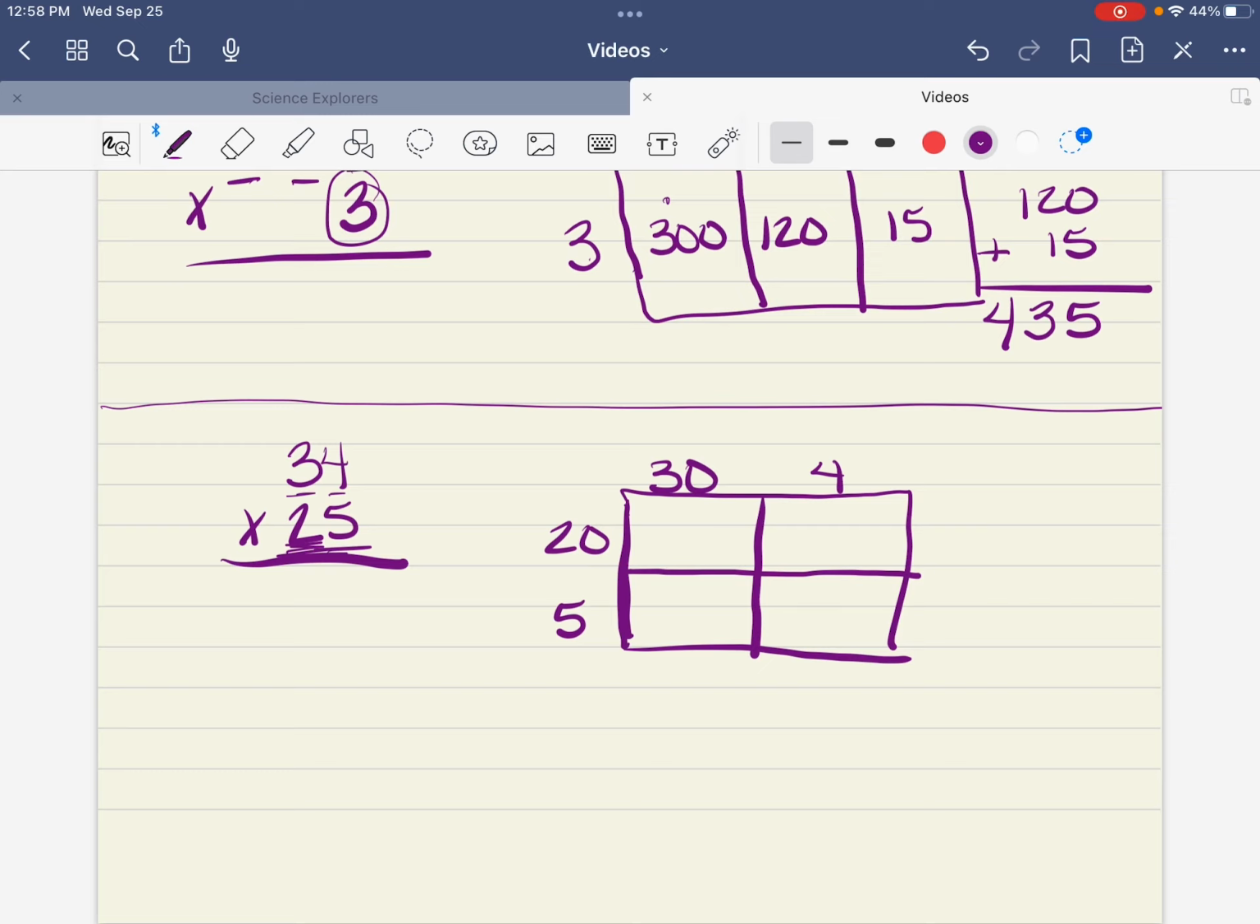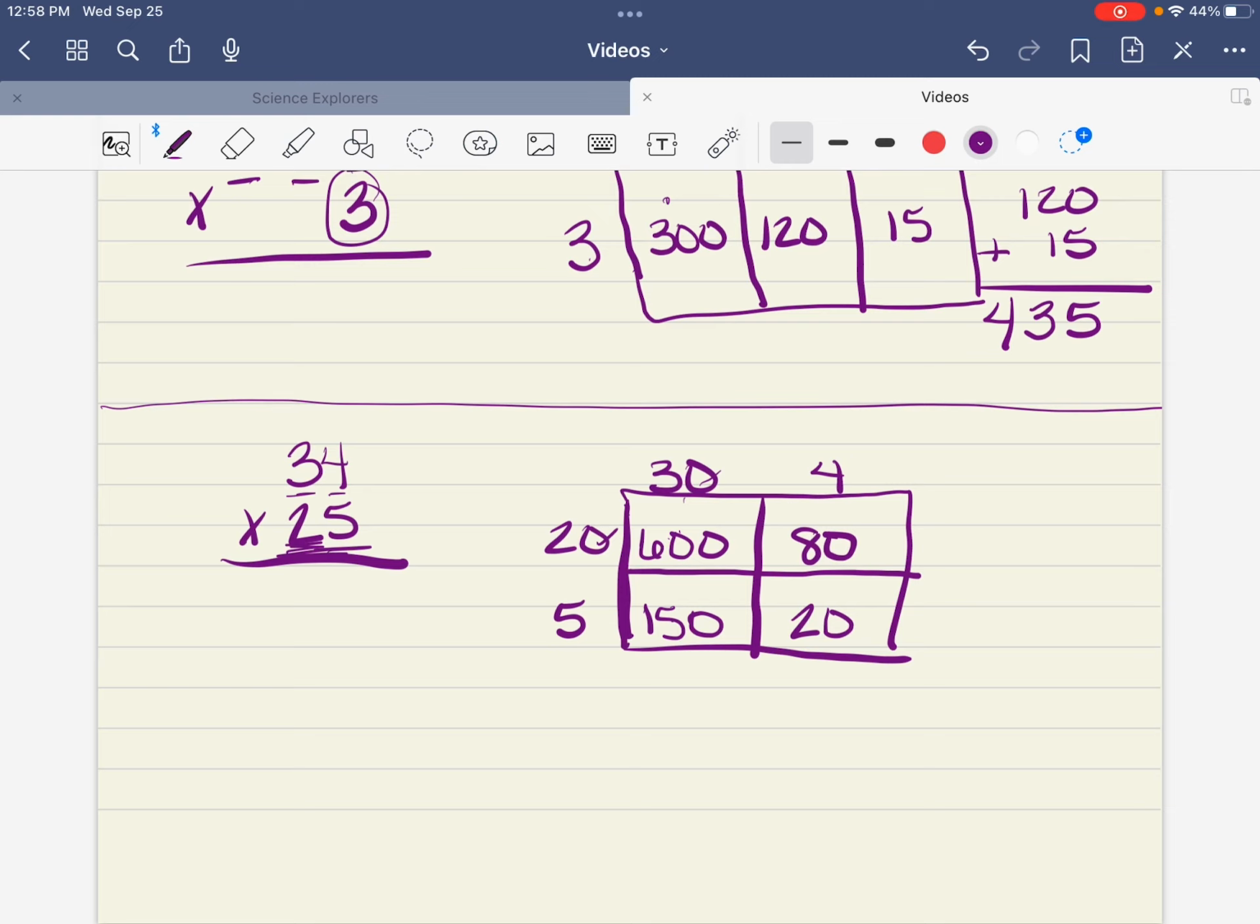Otherwise, everything else is exactly the same. So we're going to go ahead and multiply right where each of these numbers meet. So in this box, I have 30 and 20 meeting. So 3 times 2 is 6. I have 2 zeros, so I'm going to attach 2 zeros. All right, 20 times 4 is 80. That's what meets there. Now, when we come down here at the bottom, this is still the 30 column, and now we have the 5 row, so 30 times 5. So 3 times 5 is 15, and attach that 0, so 150. And then 5 times 4 is 20.